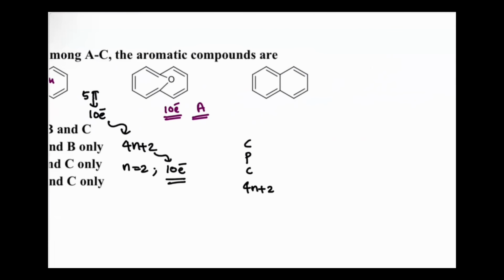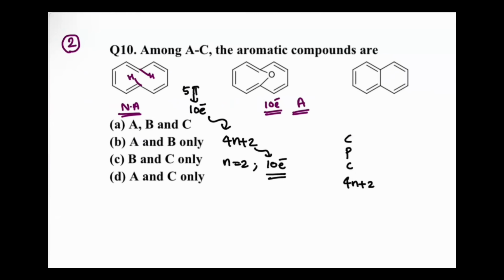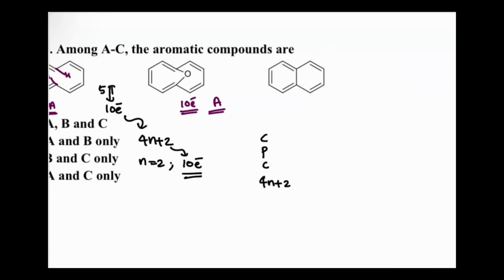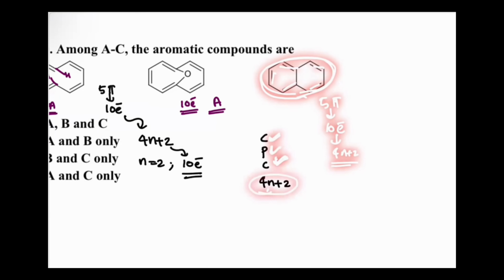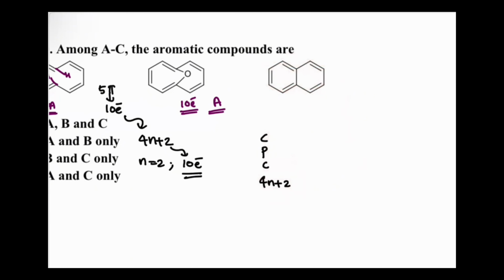Now if we come to the third molecule here, we can see it is a cyclic molecule, and all the atoms in the molecule are sp2 hybridized. So it is planar, and it contains alternate single and double bonds, so it is conjugated. So it is cyclic, planar, conjugated, and it contains a total of 1, 2, 3, 4, 5 pi bonds. That means 10 pi electrons. It is an example of a 4n plus 2 system. So this molecule is cyclic, planar, conjugated, and contains 4n plus 2 pi electrons. So it is aromatic. So C is also aromatic.